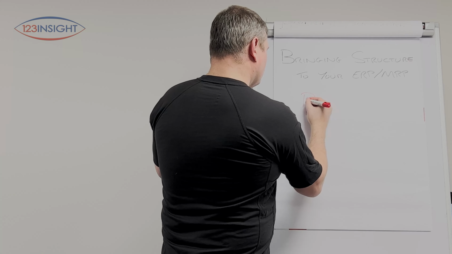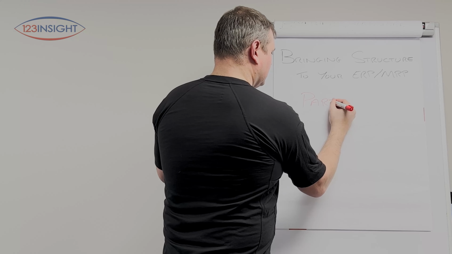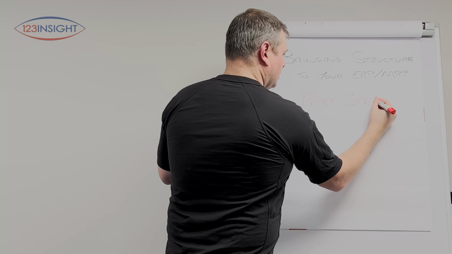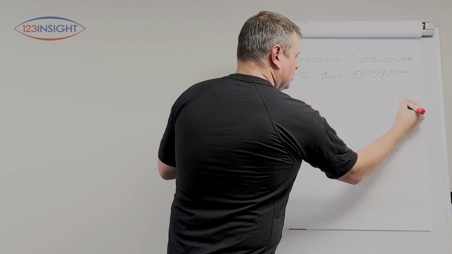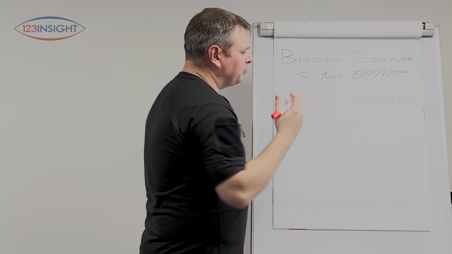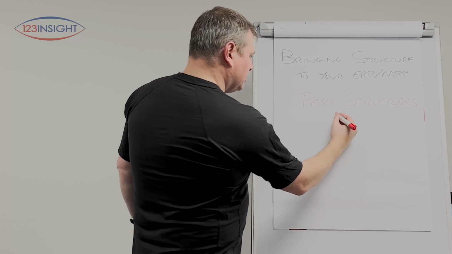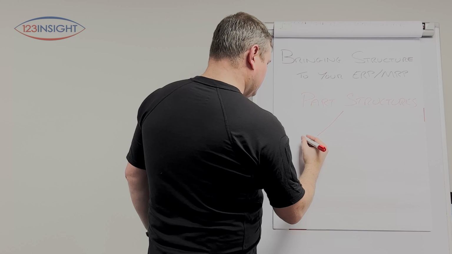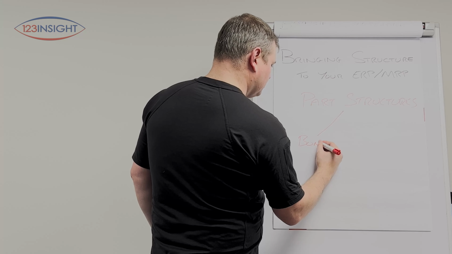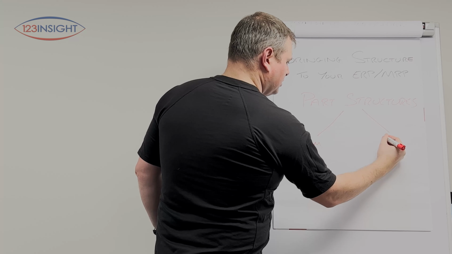So let me just write this up. We'll have part structures up here. And to put it very simply, a product structure or a part structure consists of two elements. If it's a manufactured part, it's going to have what we call a bill of materials, and it's going to have a routing.